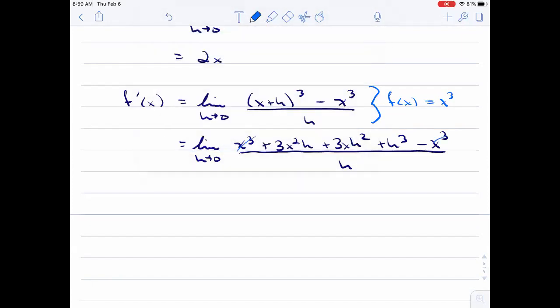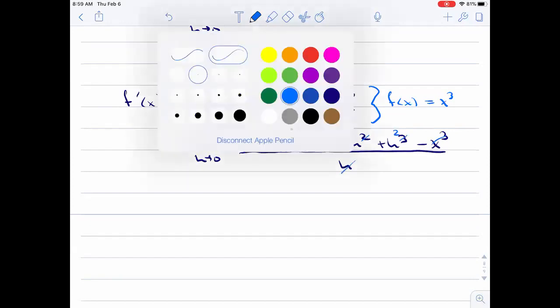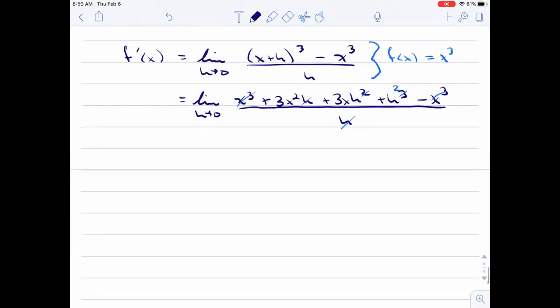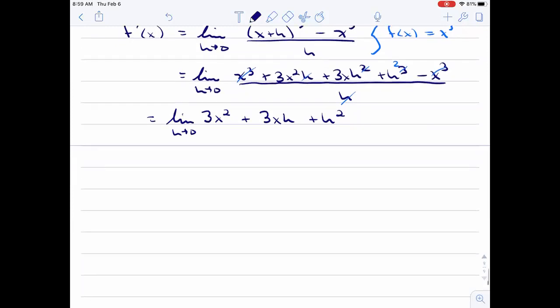Cancel away here, x to the 3 goes away, and I can cancel an h from each of these. And we end up at 3x squared plus 3xh plus h squared. Oh, I forgot the limit. I'm going to squeeze it on the same page here. As h goes to 0, I'm just left with 3x squared.